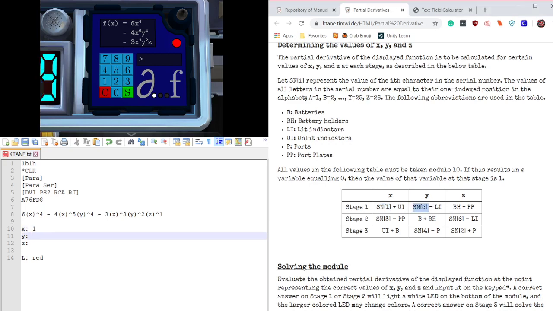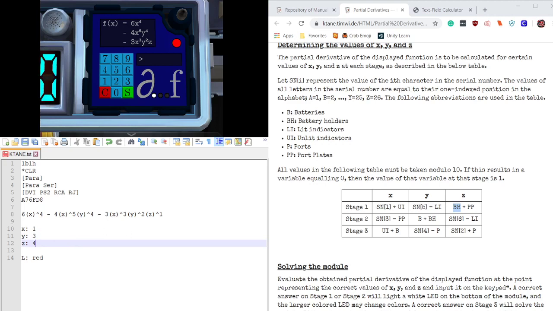Next we have the fifth character of the serial, which is a delta. Delta is 4, minus the number of lit indicators, minus 1, which is 3. And finally we have the number of battery holders, 1, plus the number of port plates, 3, which is 4.